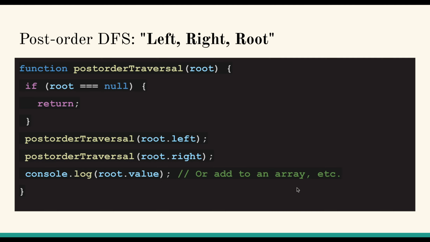So there, we're gonna have our base case, right? If root's equal to null, return. Post order on the left side, on the right side, and then log out the root.